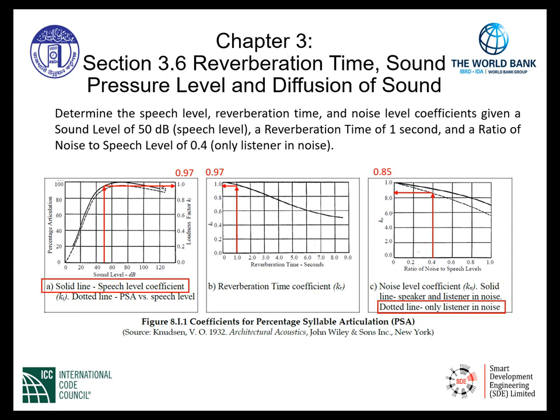Last, we have our noise level coefficient, K sub N. We need to go to the dotted line. This is for only listener in noise. We have a ratio of noise to speech level given to us of 0.4. On the x-axis, we find 0.4, rise vertically to the intersection of the dotted curve, and we move horizontally to the left, and we read K sub N at 0.85 as our coefficient for ratio of noise to speech level.